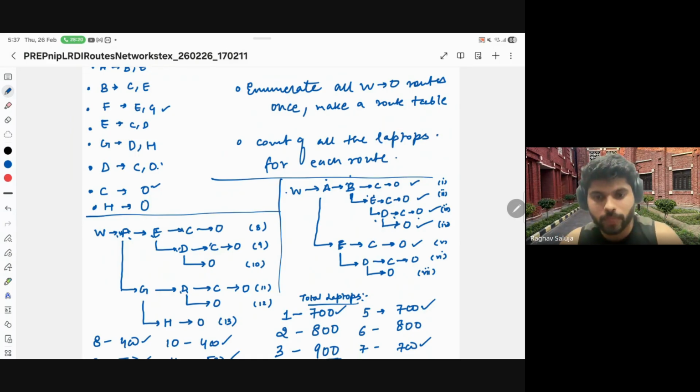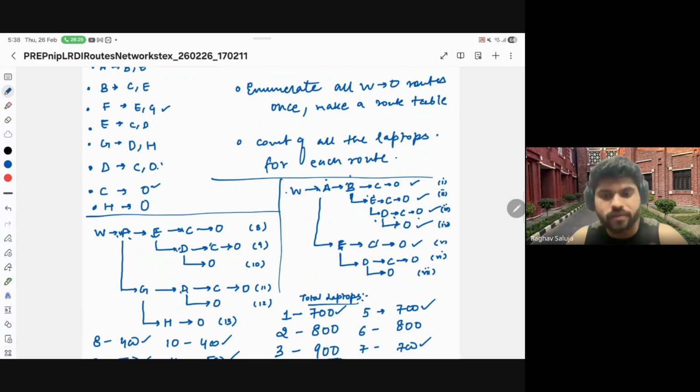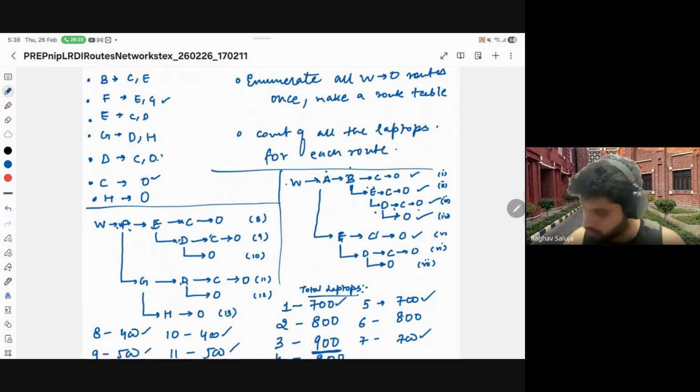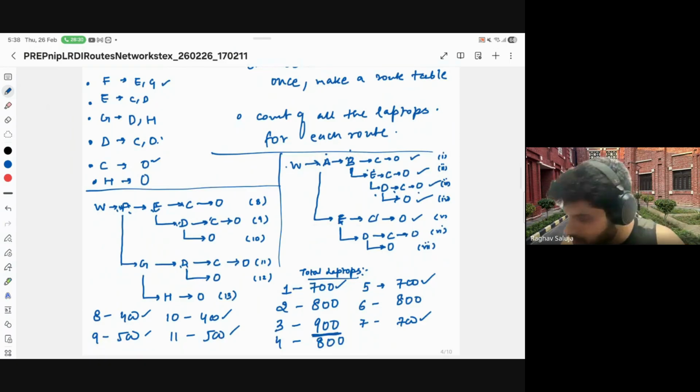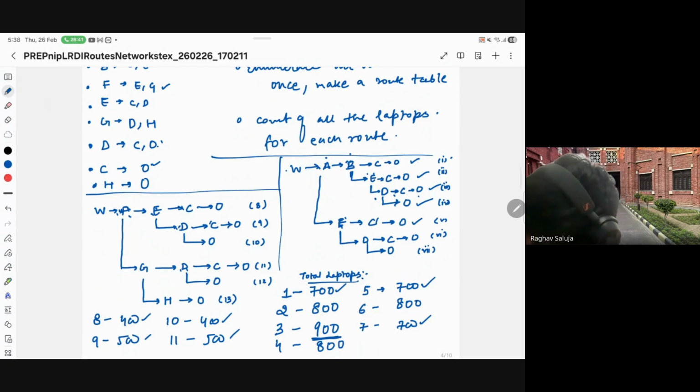Right? Path 1 is 3 वाला. Path 5 is 3 वाला. Path 7 is also 3 वाला. So path 1, path 5, and path 7.